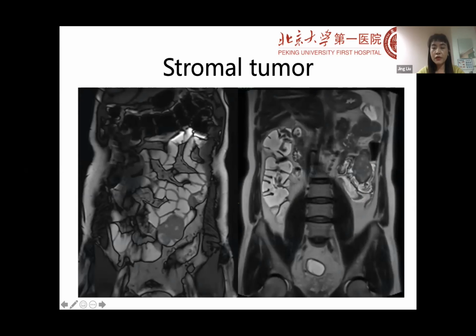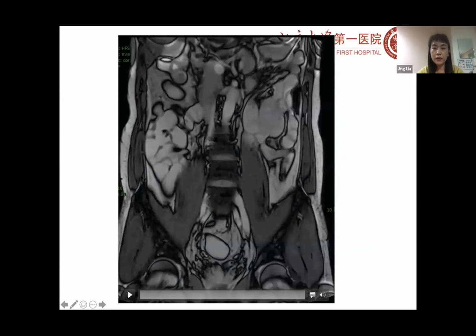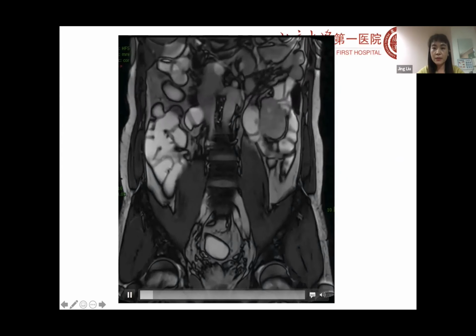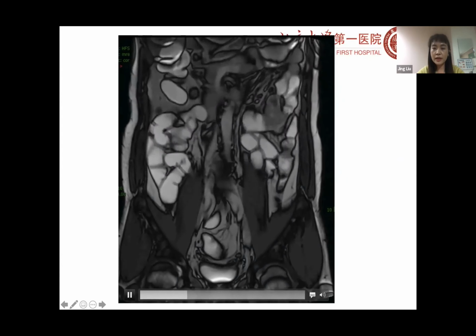So this is an example of the stromal tumor. And we could see the tumor is here, and this is a benign one. Also, we could see the well-defined and smooth margins here, and it is located extramural. And stromal tumor has another important imaging feature, it has a very good mobility. You can see the movement from here to here. Of course, it moves with the small bowel. And we also could see the movie here. You can see the movie, and we could see the tumor here.